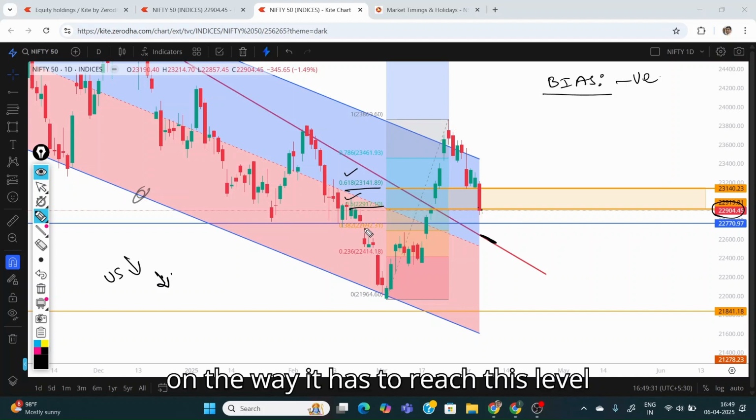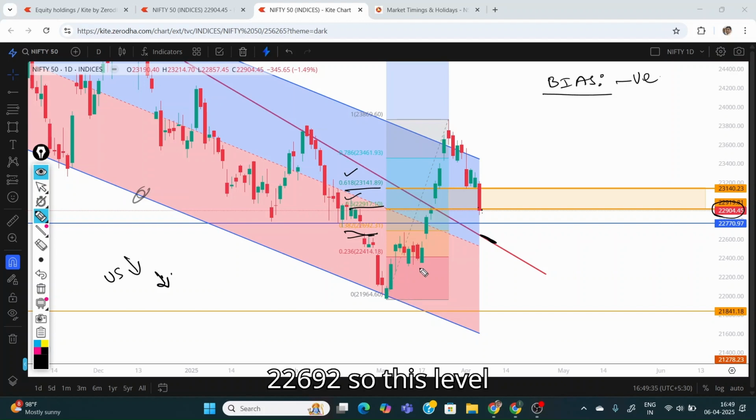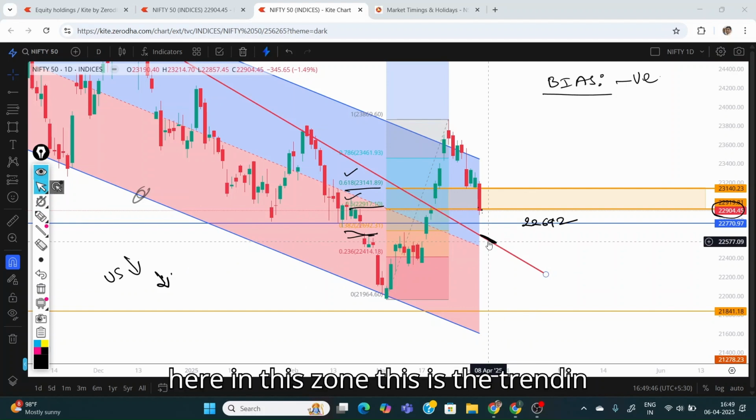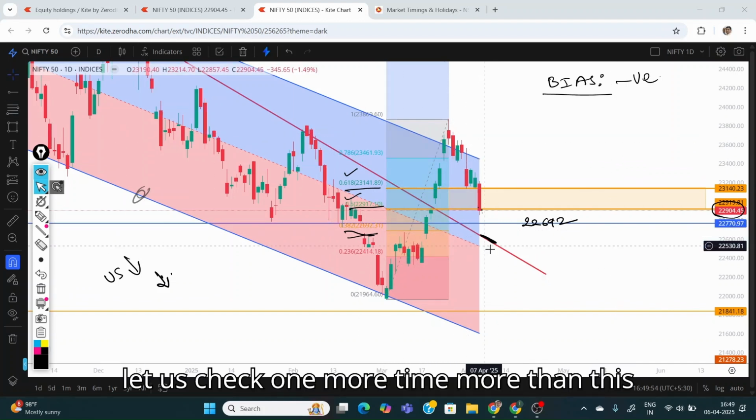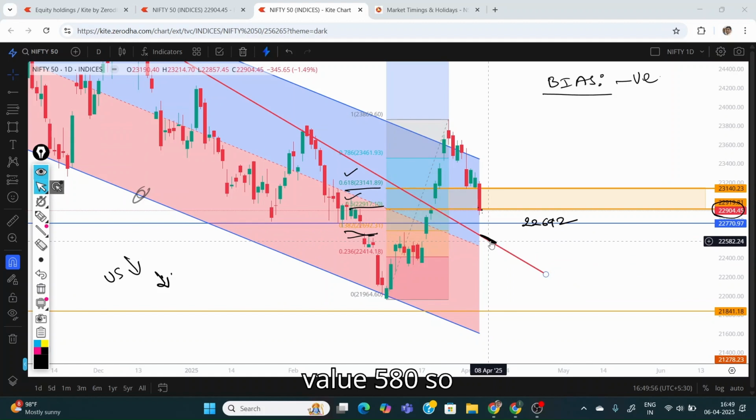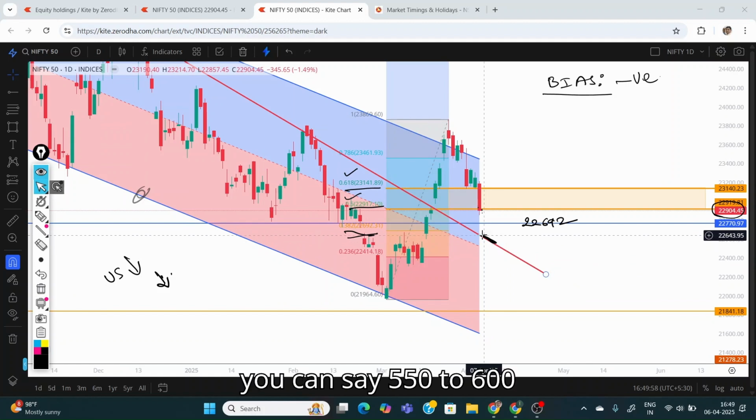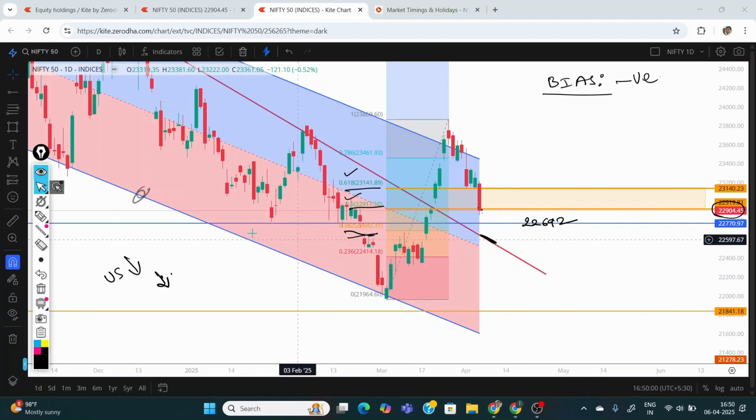On the way, it has to breach this level first. What is this level? 22,692. So 22,692 first, and then somewhere here in this zone, this is the trend line, around 22,600. Let us check one more time. What is this value? 580. So you can say 550 to 600.